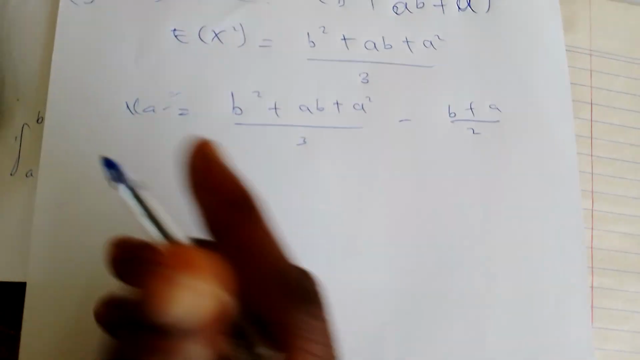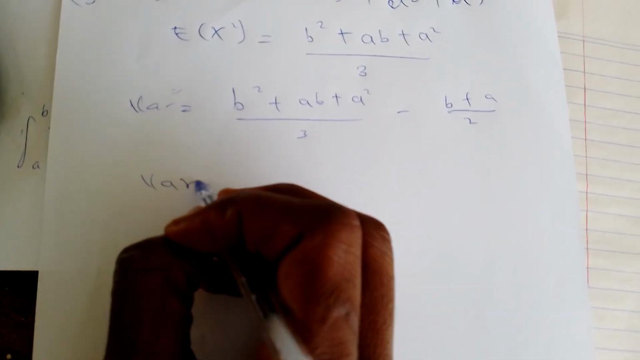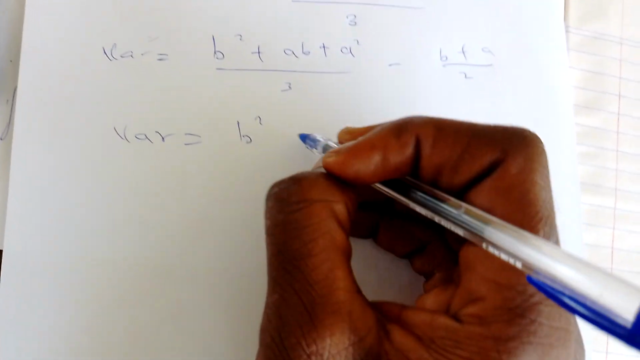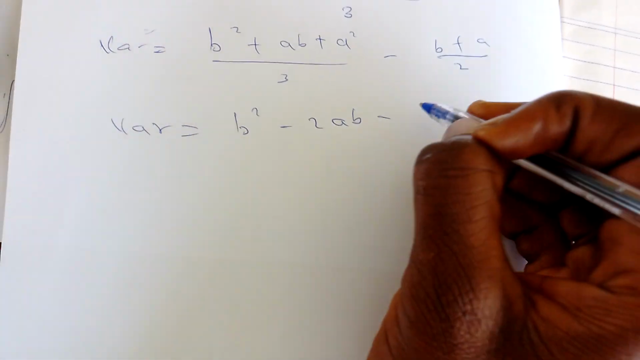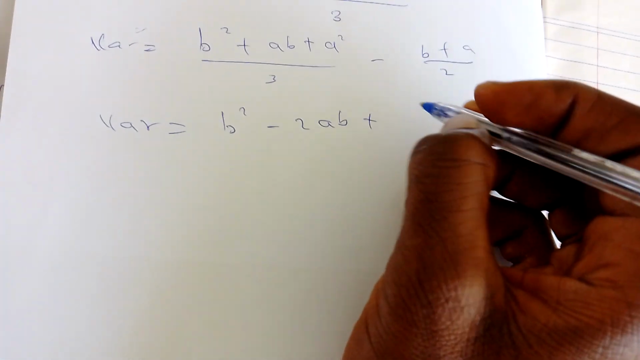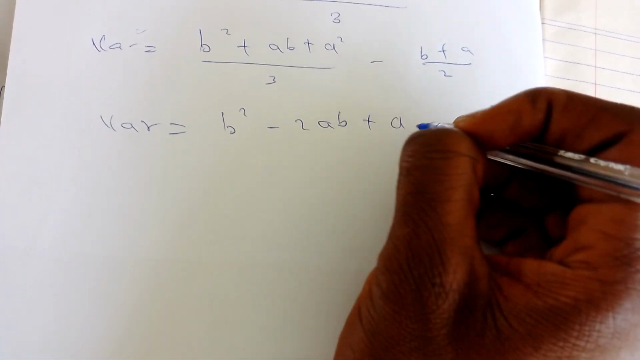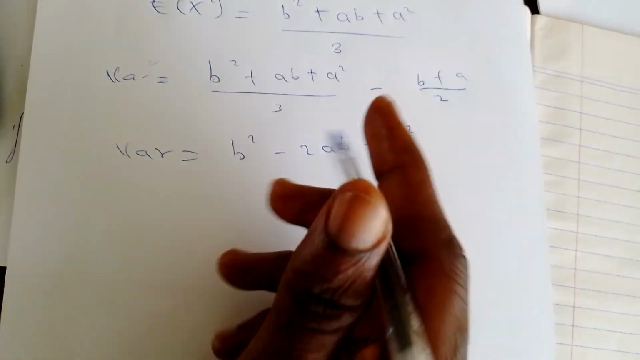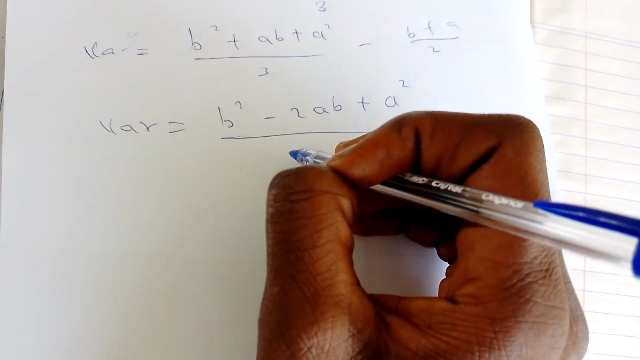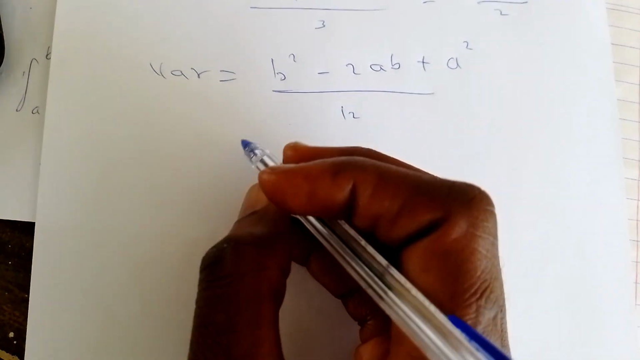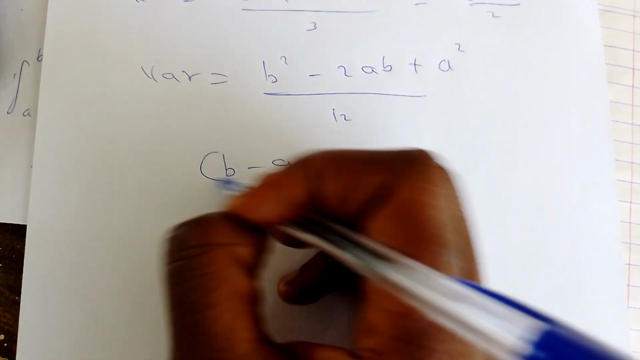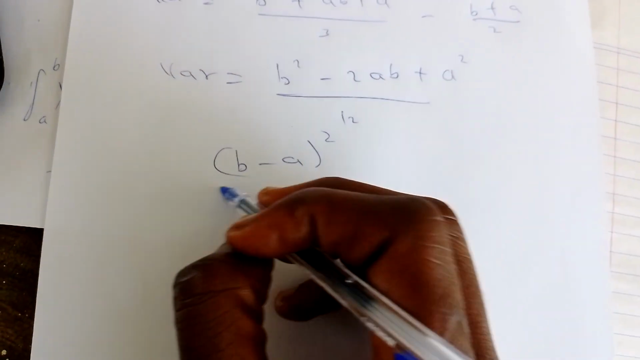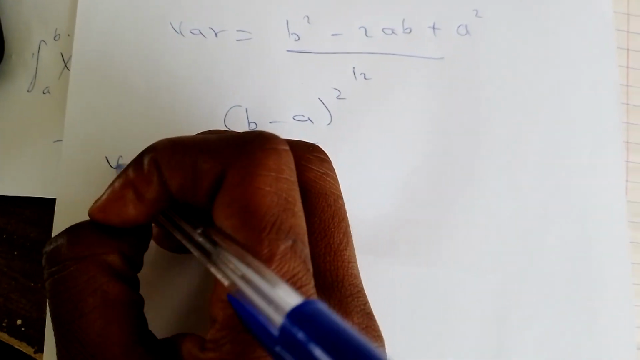And this one, if you do the algebra, you end up with something like b squared minus 2ab, and then I think some a squared, is that right? Okay, so basically if you have some time, you can sit down and solve this, and then you have b minus a, right? And that basically is b minus a squared, all on 12, and this would be your variance.